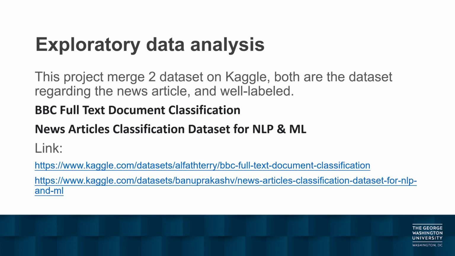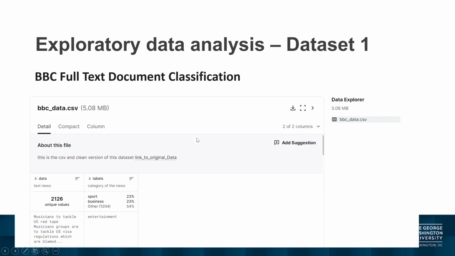So before we start building our model, we have to find the data that we use for training. So I found two datasets on Kaggle. Both are datasets regarding news articles, and all of them are well labeled. The first one is BBC full text document classification, and the other one is news article classification dataset for NLP and machine learning. And here is the link. If you have the slides, you can click here and check the dataset. But no worries, we are going to the details of these two datasets.